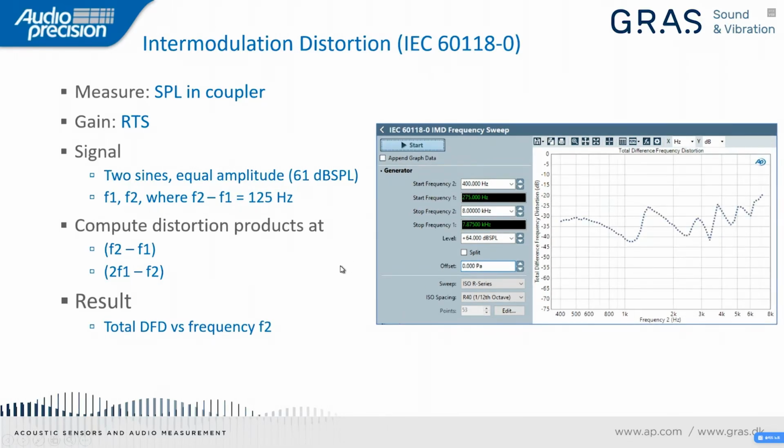Now in the IEC standard, it's called intermodulation distortion, but it's basically the same measurement. You have two sine levels at slightly different amplitudes, differing by 1 dB, essentially. Here you have the same difference frequency. Something that's different in this standard is that F2 is the higher of the two frequencies, but really the difference is the same, 125 hertz. In this one, you only compute two of those three distortion products, F2 minus F1 and 2F1 minus F2. And then a difference is you plot the total difference frequency distortion versus frequency F2.